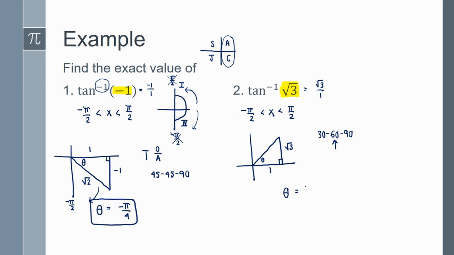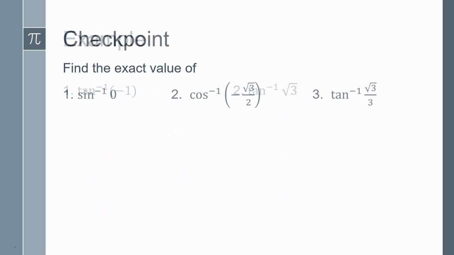So what's a 60-degree angle in radian value? Well, that's pi over 3. So there is my answer. Okay, so pause the video, see if you can do these problems.